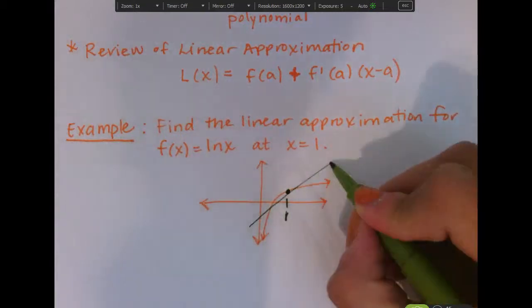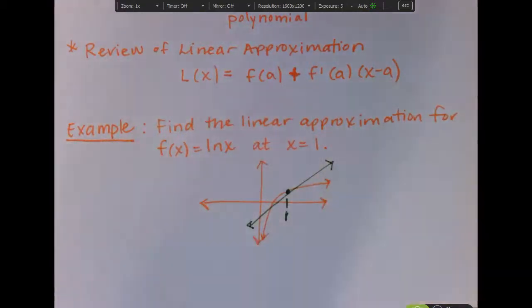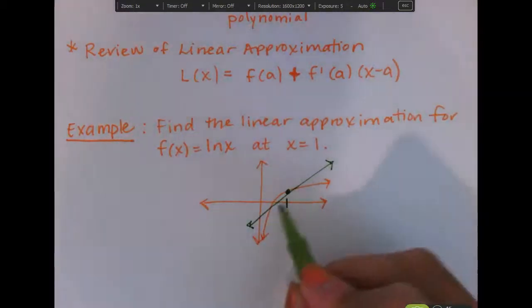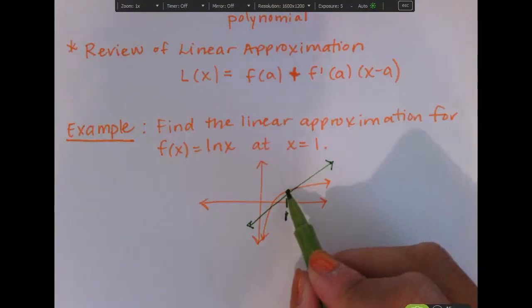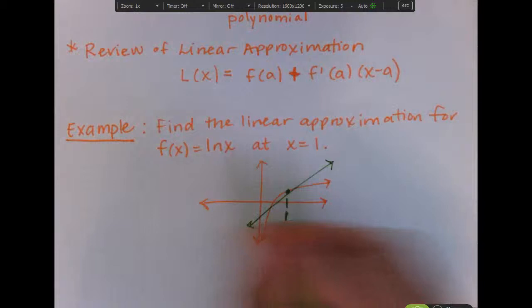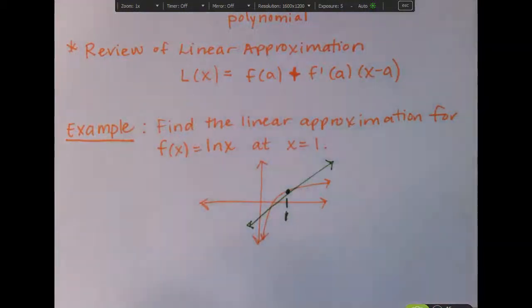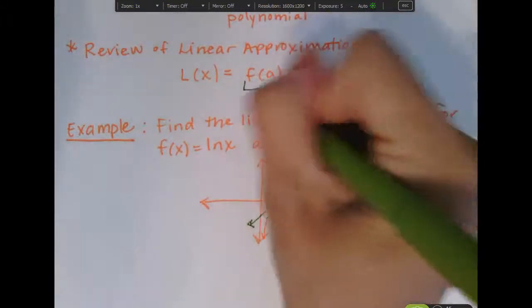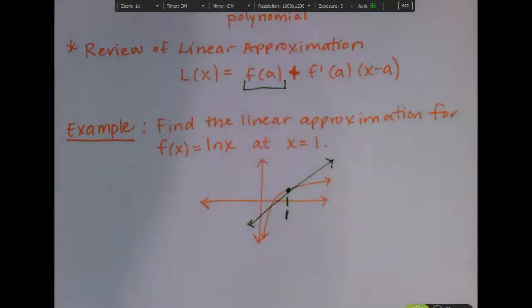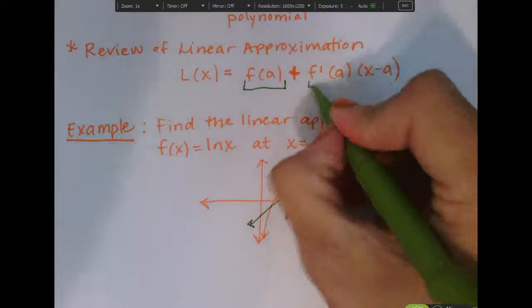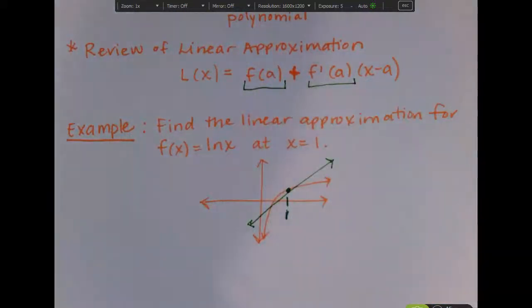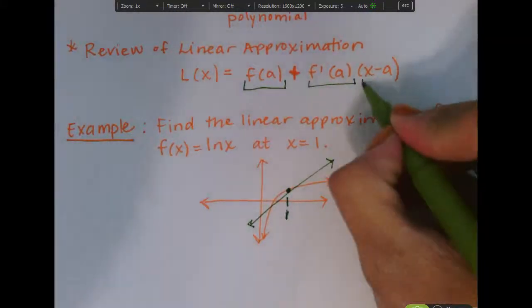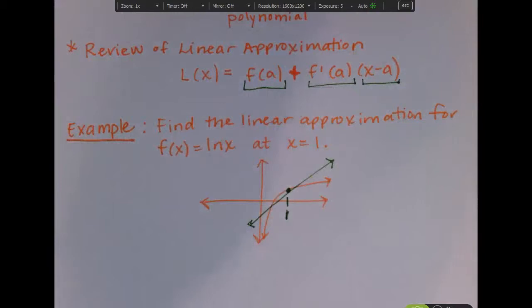And so what we can do is we can create a line that models that same behavior at x equals 1, and we can use that to evaluate the natural log at this value. So that was the concept of linear approximation. Let's do the algebraic piece. So the first thing I need is the function evaluated at a, and then I need the derivative of the function evaluated at a, and then I need to express x minus a.